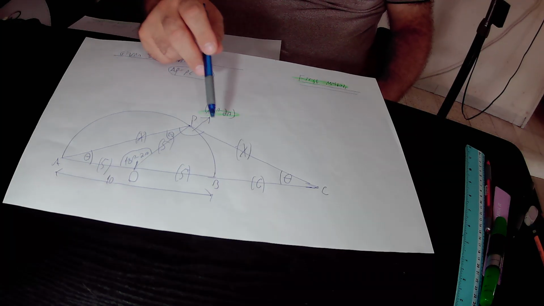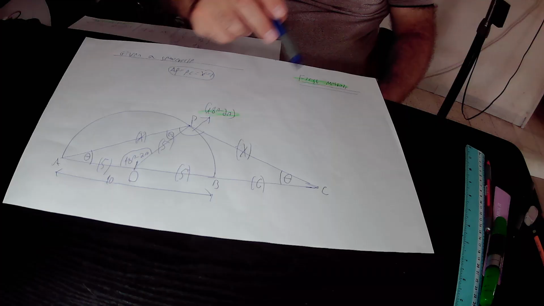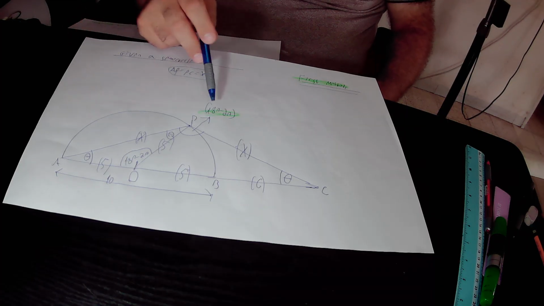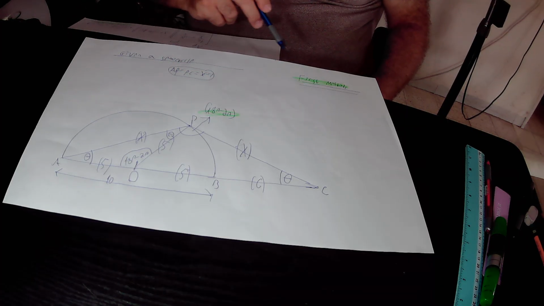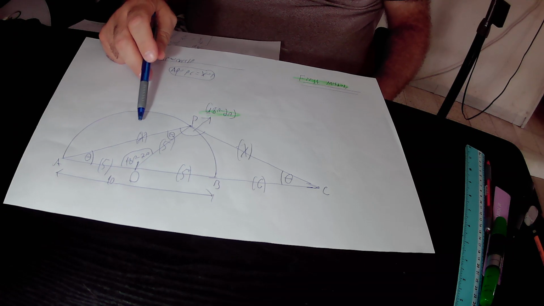In addition, we know that line segment BC equals 6 units. AP equals PC equals x. AP is the line segment that we are looking for in this question.